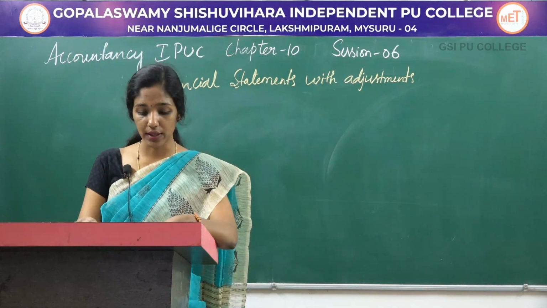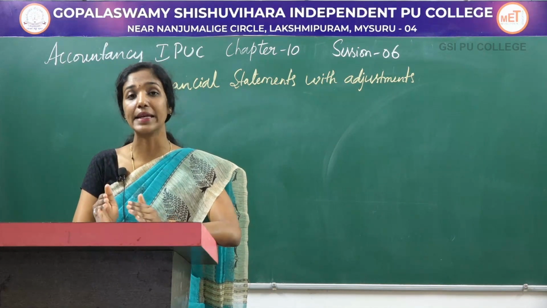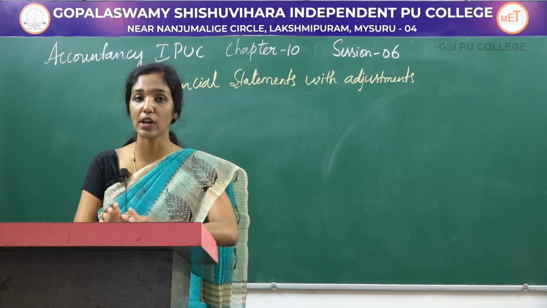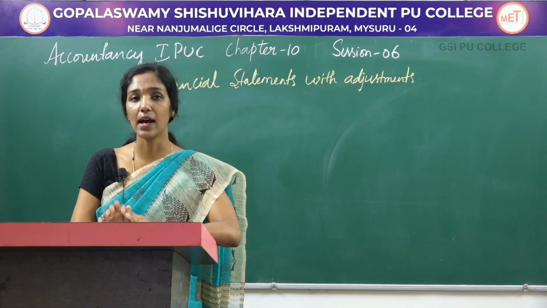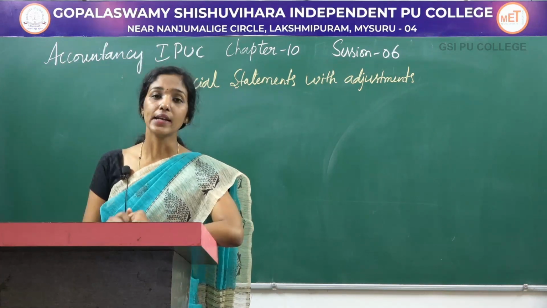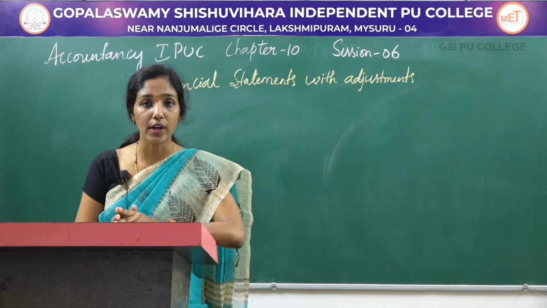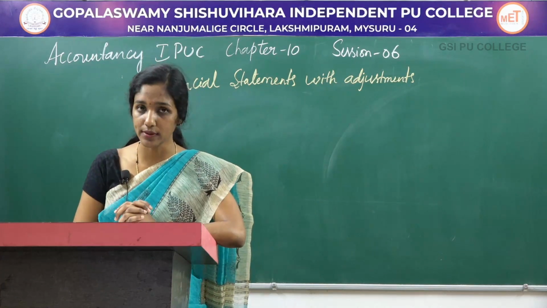The next, machinery, it is an asset to the business. And the next is commission received. It is an income to the business. So it should be recorded on the credit side of the profit and loss account. The next, advertisement. It is an indirect expense to the business, hence it should be recorded on the debit side of the profit and loss account.